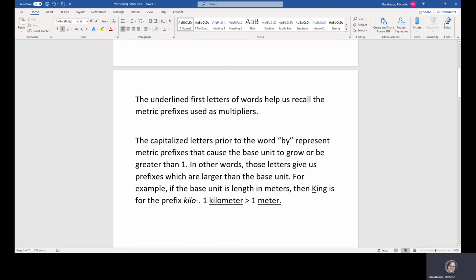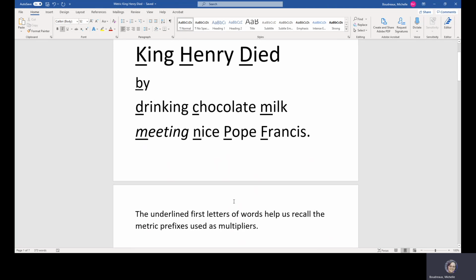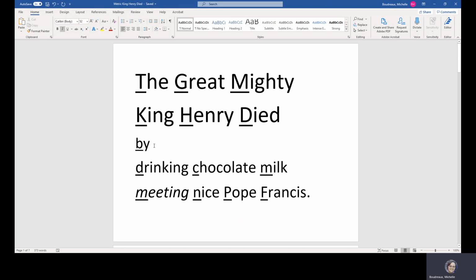For example, if we look at the word king, we take the base unit of meter, the measure of distance, and we add kilo in front of it. We know that 1 kilometer is greater than 1 meter. So the prefix kilo increases the size of the base unit. Okay, so back to this page, base unit. Any of these letters put in front of the base unit will make it grow.